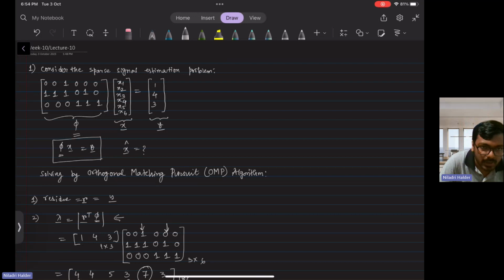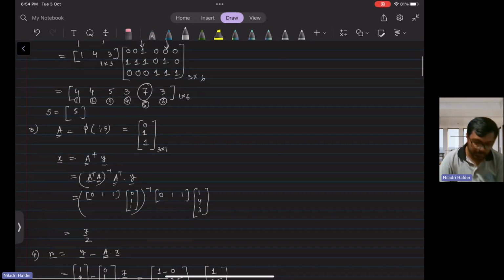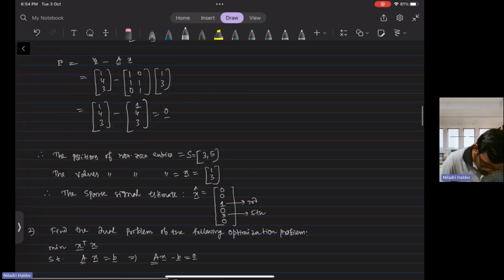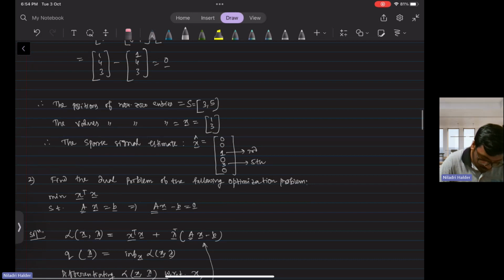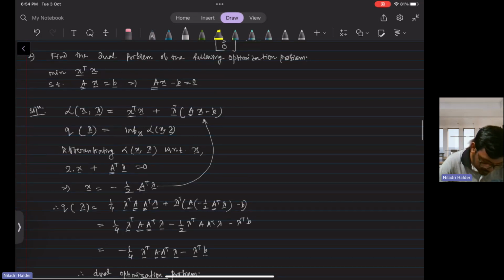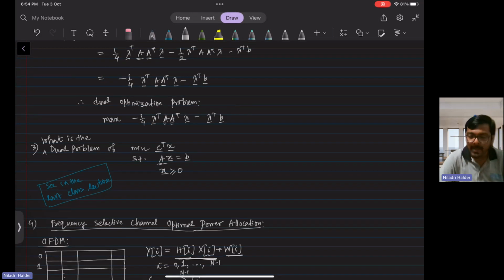In the first question, I have solved how to recover a sparse signal using an underdetermined system. I solved this using the orthogonal matching pursuit algorithm. Then in the second question, I have solved how to find the dual problem of some convex optimization problems. The first is a quadratic optimization problem, and the second one is the LPP problem, linear programming problem. For the LPP problem, I solved how to find the dual optimization problem of the linear programming problem. I solved that question in the last class.